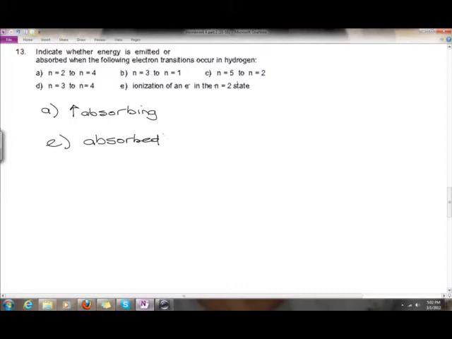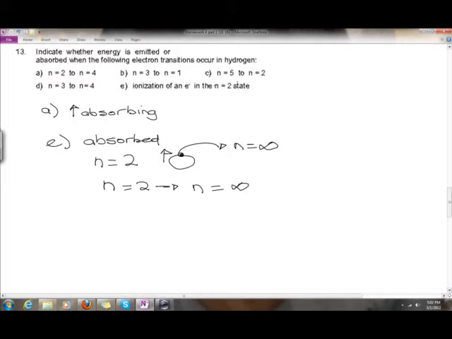Now, ionization of an electron in the N equal to 2 means that the energy level is going to infinity. Why? Because you are taking that electron off the orbital. So that means that it's going from N equal 2 to N equal infinity. So yes, it is an increase. It is energy absorbed, but the most important thing is that you understand that's the transition of the electron, from N equal 2 to N equal infinity.